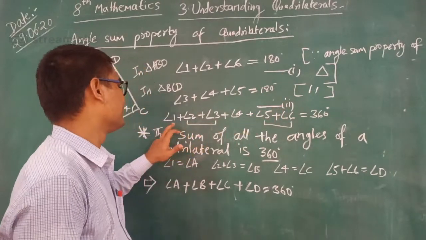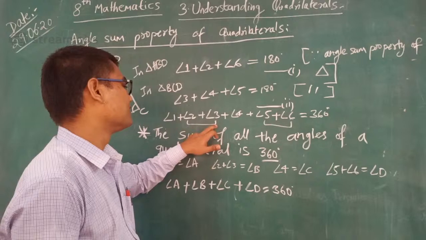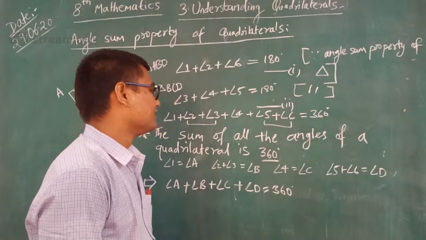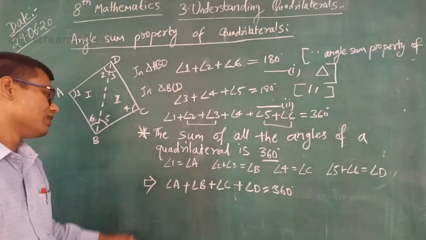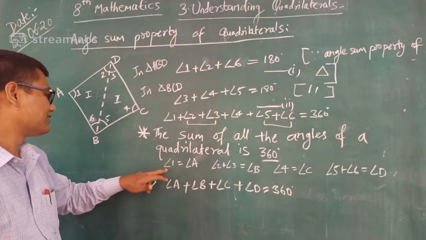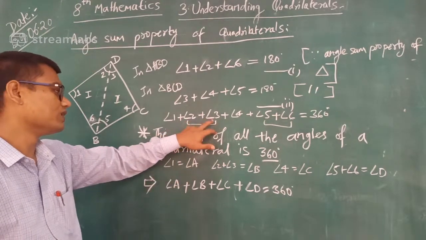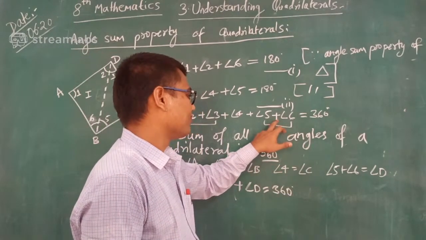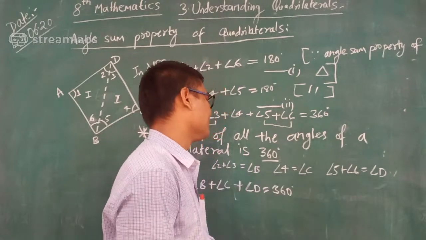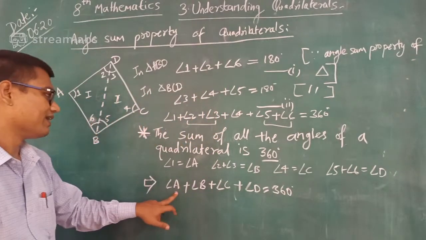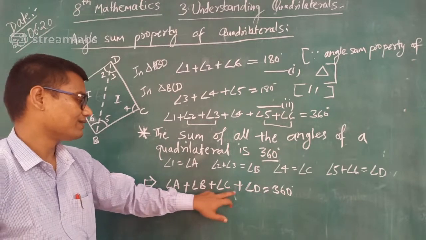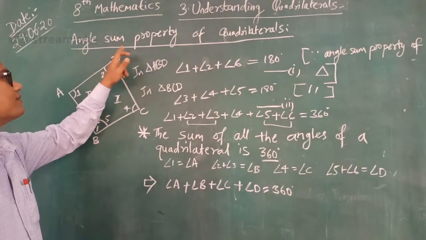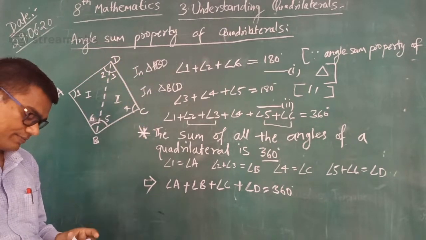Now add both the equations, equation 1 and equation 2. We get angle 1 plus angle 2 plus angle 3 plus angle 4 plus angle 5 plus angle 6 is equal to 360 degrees. Or in other words, let us take angle 1 as A, angle 2 plus angle 3 as angle B, angle 4 as angle C and angle 5 plus angle 6 as angle D. Then we can write: angle A plus B plus C plus D is equal to 360 degrees. This is called the angle sum property of quadrilaterals.